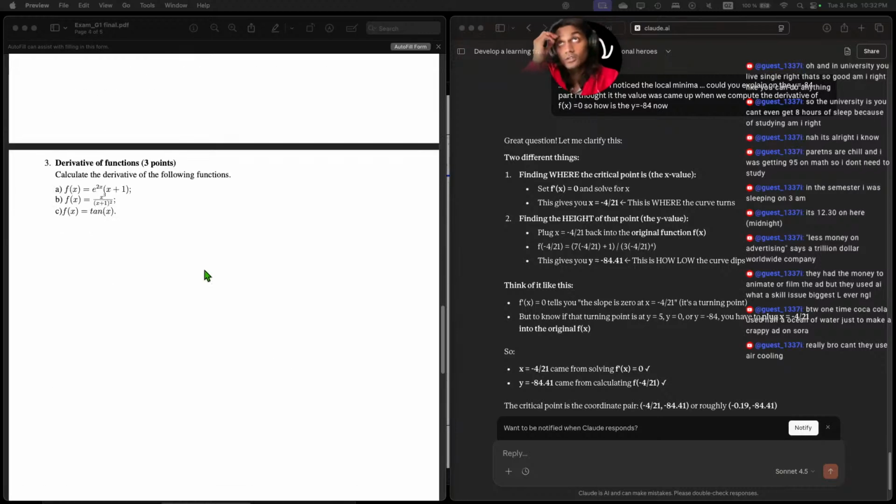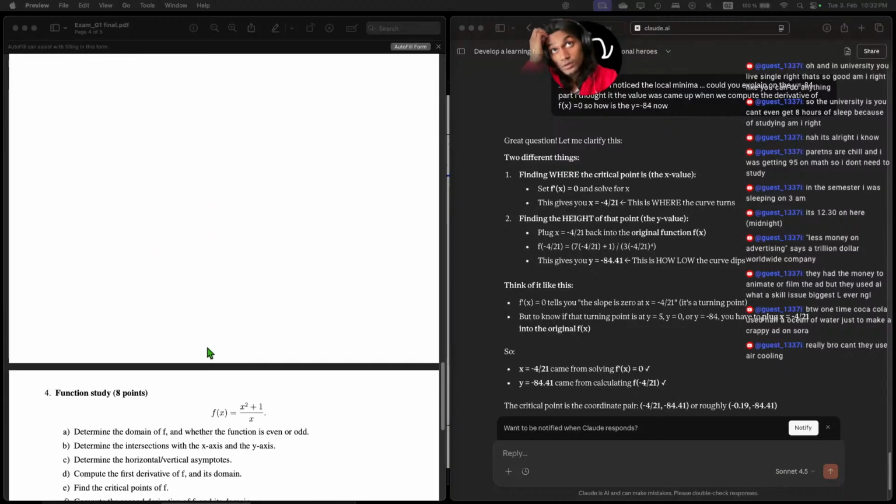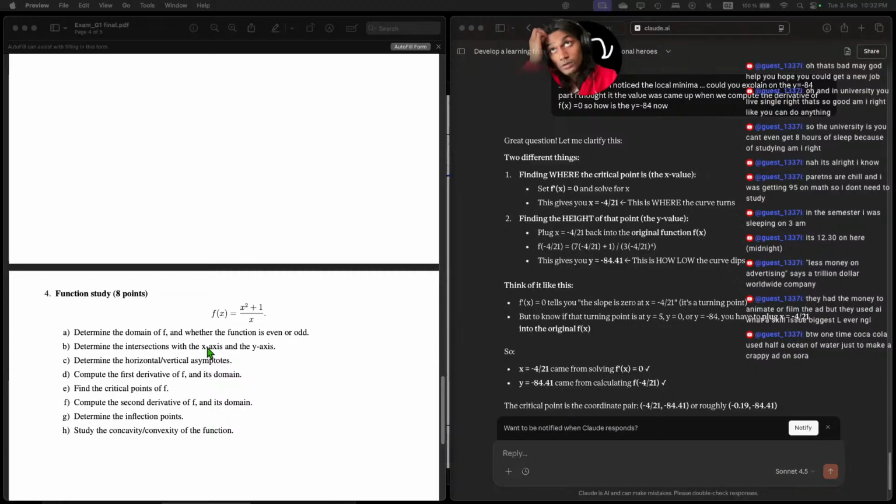Okay, calculate the derivative of the following function. Okay, we got derivatives. Function study. Determine the domain of f. So how do you find the domain? I did that.